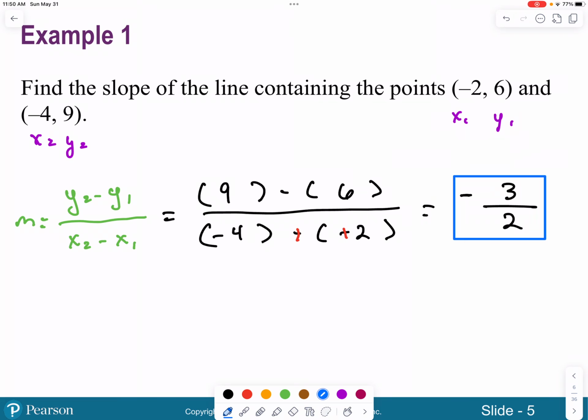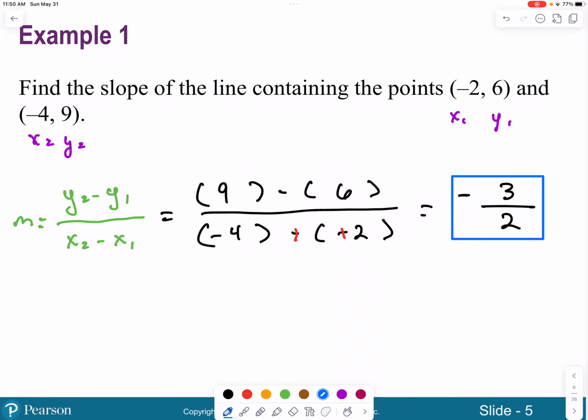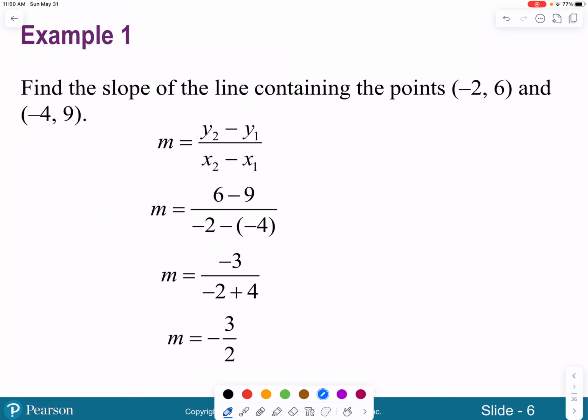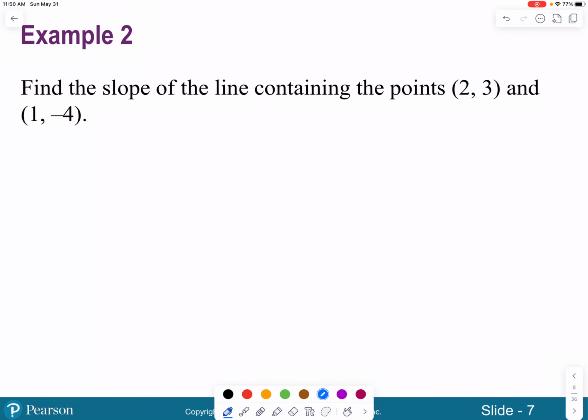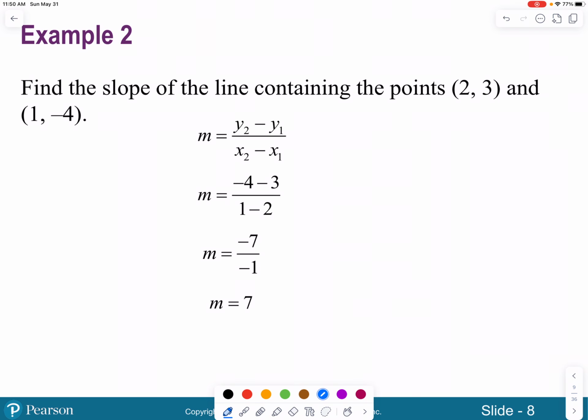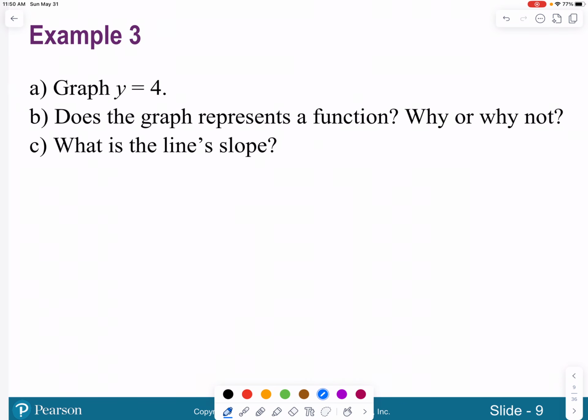Anyway, I was going to use my prepared notes, and I just went on and did it. Here's a typed version of the exact same thing that we just experienced. In this example, find the slope of the line containing these 2 points. Similar thing, so I'm just going to use my prepared notes in this instance. Here they are. Same deal, just a different set of numbers, so I would encourage you to give that one a go.